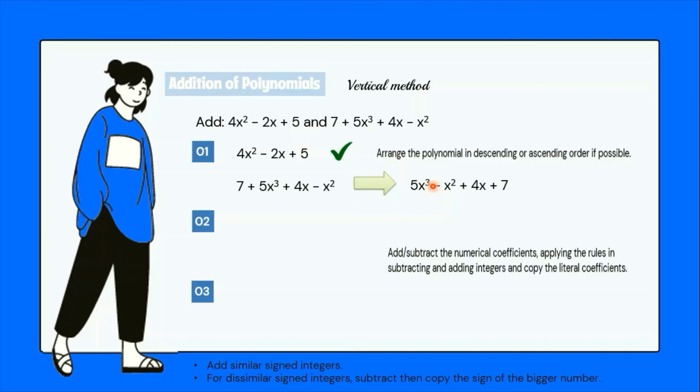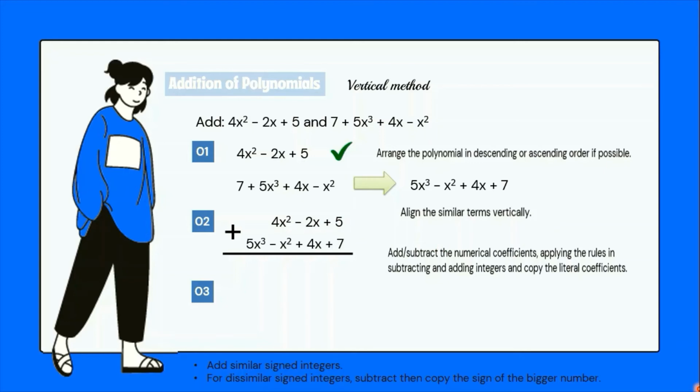First step, pareho lang naman. Kailangan natin talagang i-arrange into either descending or ascending order. Ang gagamitin natin ay descending order pa din. Second step, instead of combining the similar terms, we need to align them vertically. Lagay ng plus sign. Ito yung ating first polynomial, arrange na siya into descending order.